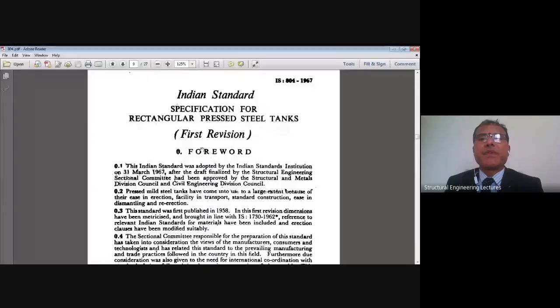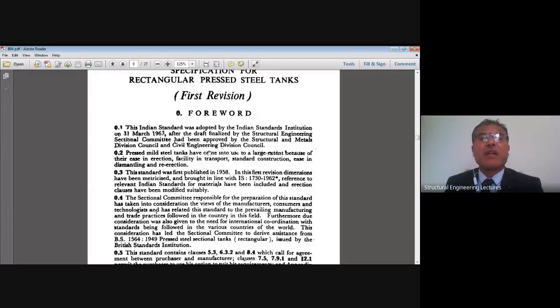Now we'll move to the specifications pertaining to pressed steel tanks. Pressed steel tanks. Now, just a moment. This is how the specifications for rectangular pressed steel tanks as per IS 804 1967, right?